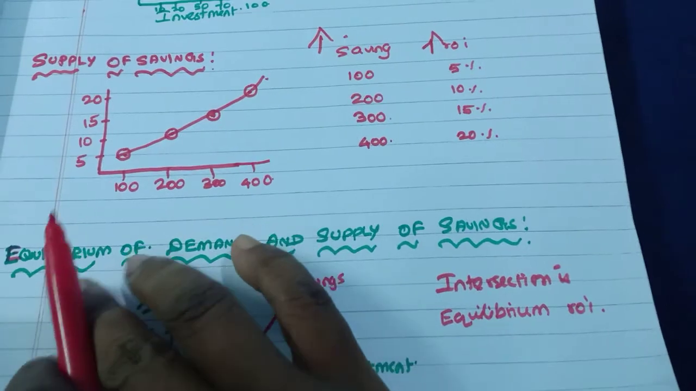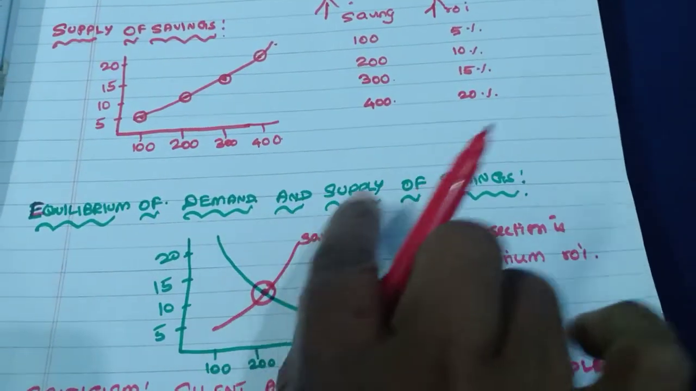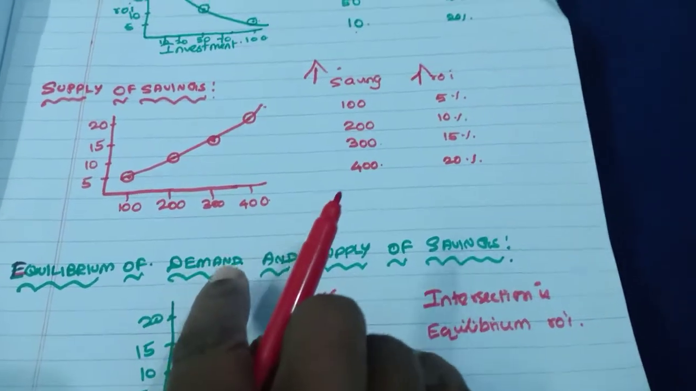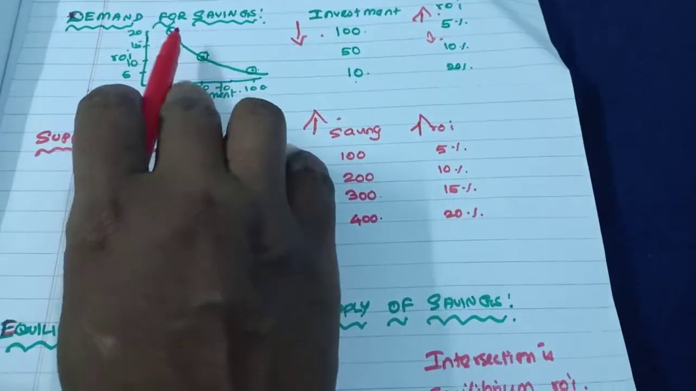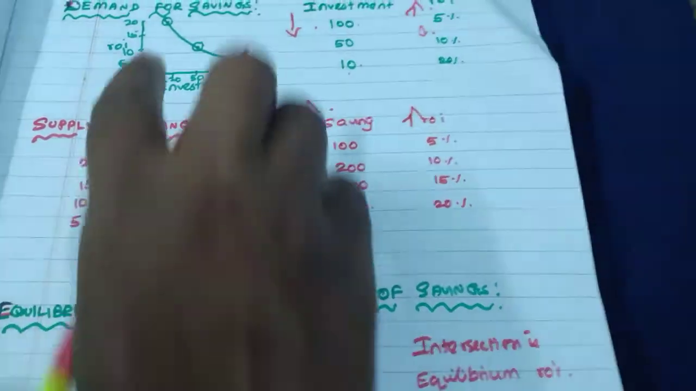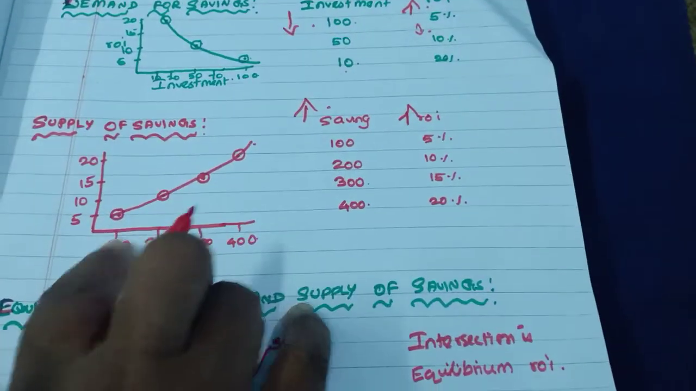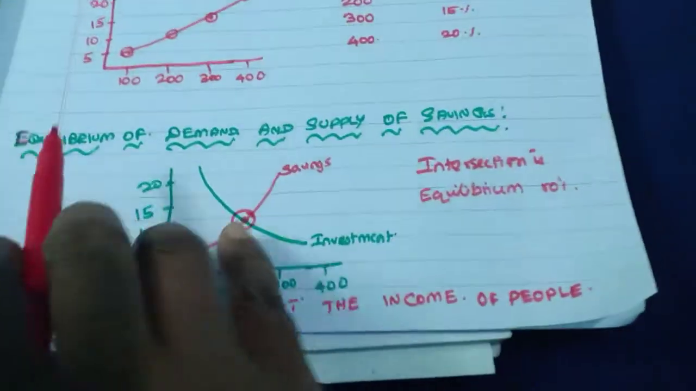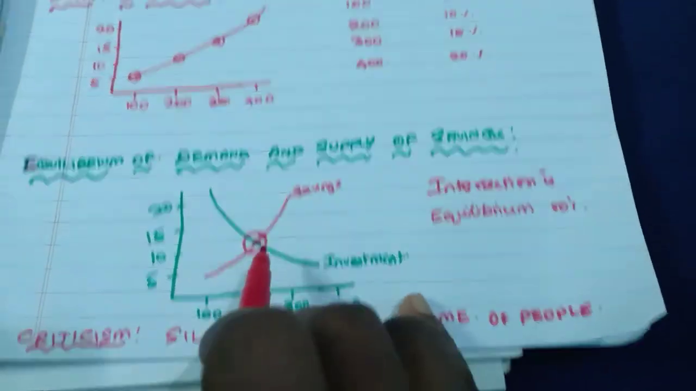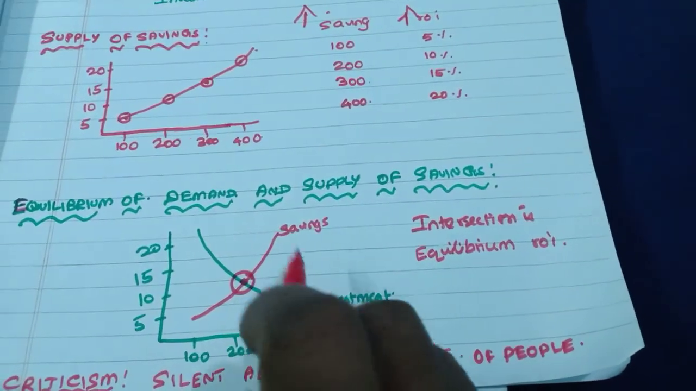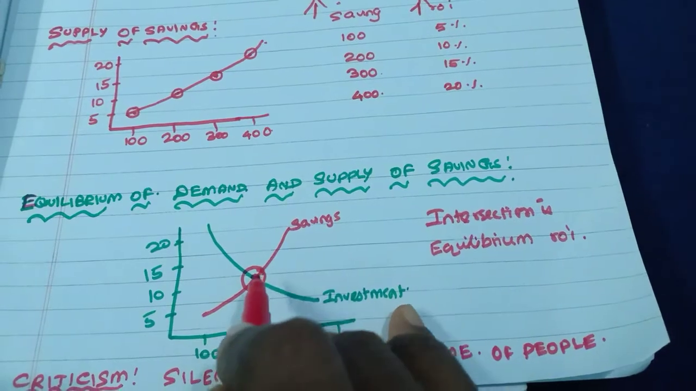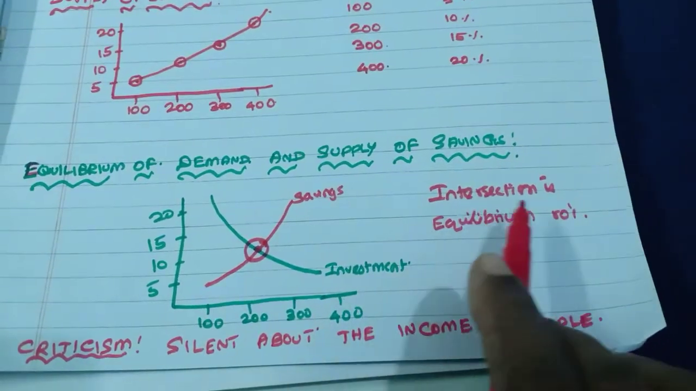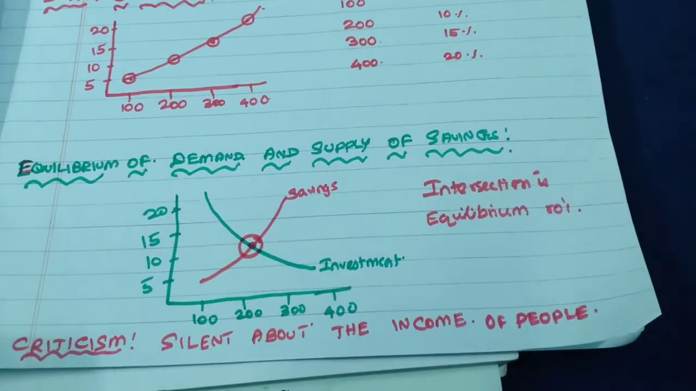Then how we determine the rate of interest is the equilibrium of demand and supply of savings, that is, the equilibrium of demand of savings and supply of savings, this curve and this curve. The equilibrium at this point determines the rate of interest. See, here I am making a curve. This is the investment curve, this is the savings curve. The intersection of these determines the rate of interest. The intersection is the equilibrium rate of interest.